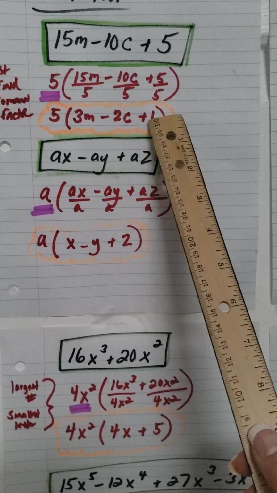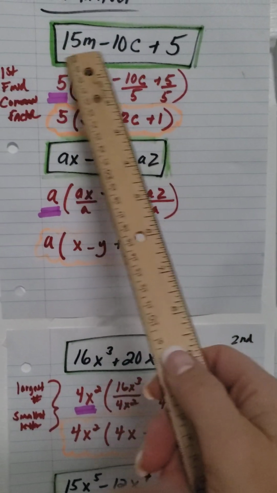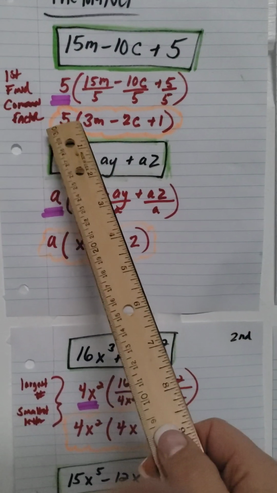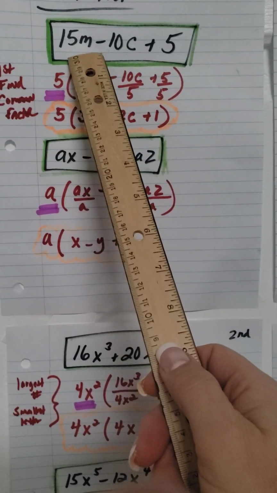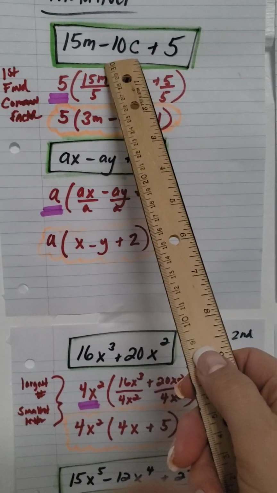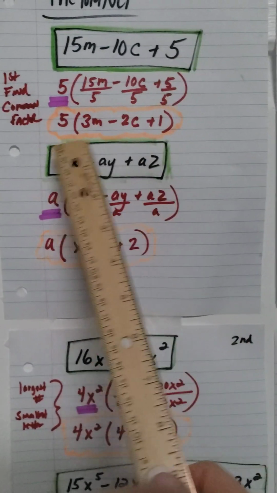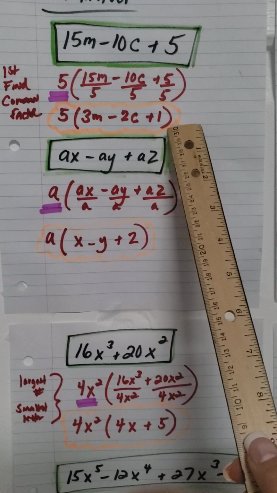Now, you definitely need that 1 in there because you should be able to multiply this back and get what you started with. So let's see. 5 times 3m, there's your 15m. 5 times negative 2c, there's your negative 10c, and 5 times 1 is 5. So this is factored.